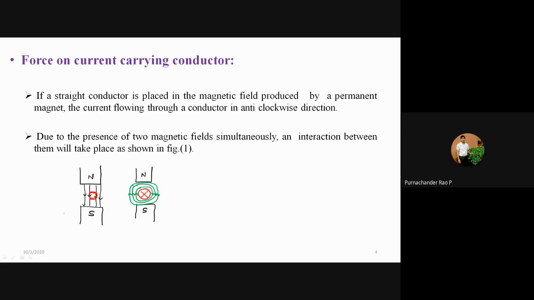Now let us assume that instead of taking separately the magnetic field and the conductors which are carrying the current, both are present at the same time, and we'll see how it will be. So I will take another case now. Here this is a North Pole again, and this is a South Pole, and this is carrying the flux. This is the main flux which is produced.